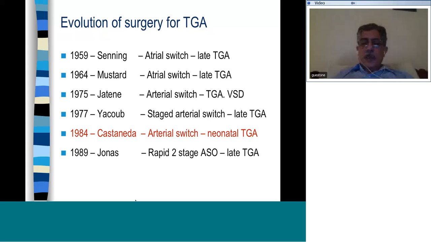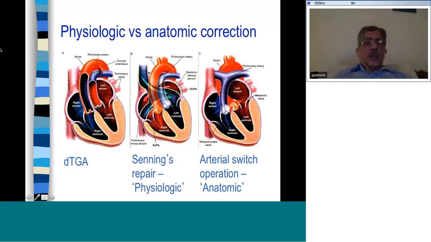So just to diagrammatically show you the physiological repair, or the atrial switch, vis-a-vis the arterial switch. The figure on the left is the morphology of transposition of the great arteries, that is a situation with ventricular arterial discordance.